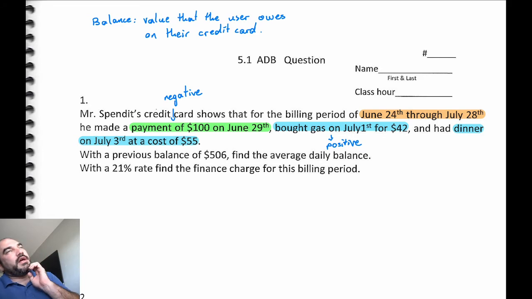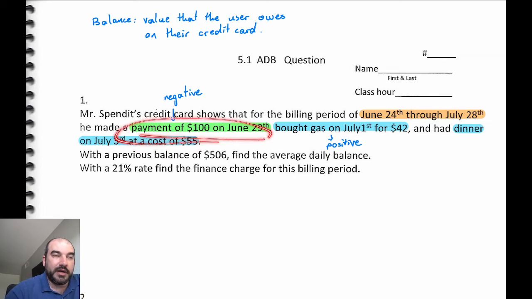So if you get a credit card, you go to the store, you buy something, your balance goes up, right? When he buys gas or when he pays for dinner, those are things that are going to increase the balance. When you make a payment on a credit card, that's you paying from your bank account towards your balance. So this $100 payment is going to reduce the balance of the credit card, right?